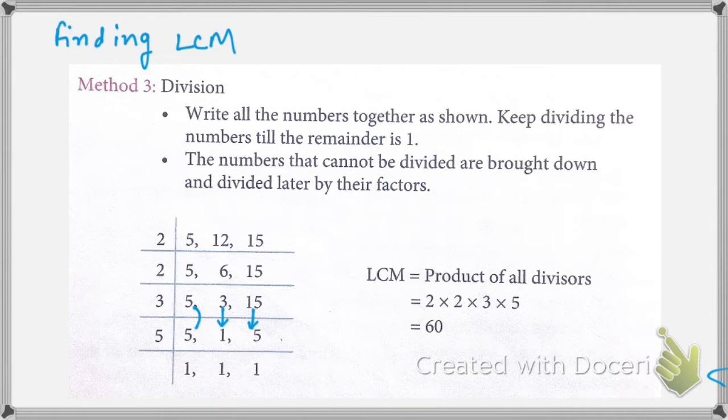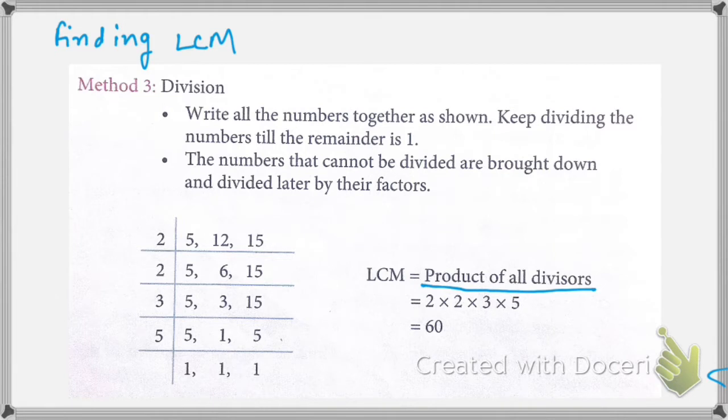Then again, 5 one time and 5 one time. 1 does not come, so write 1 here. So here we have got all the remainders 1. Now what do we need to do? We need to do the product of all the divisors.